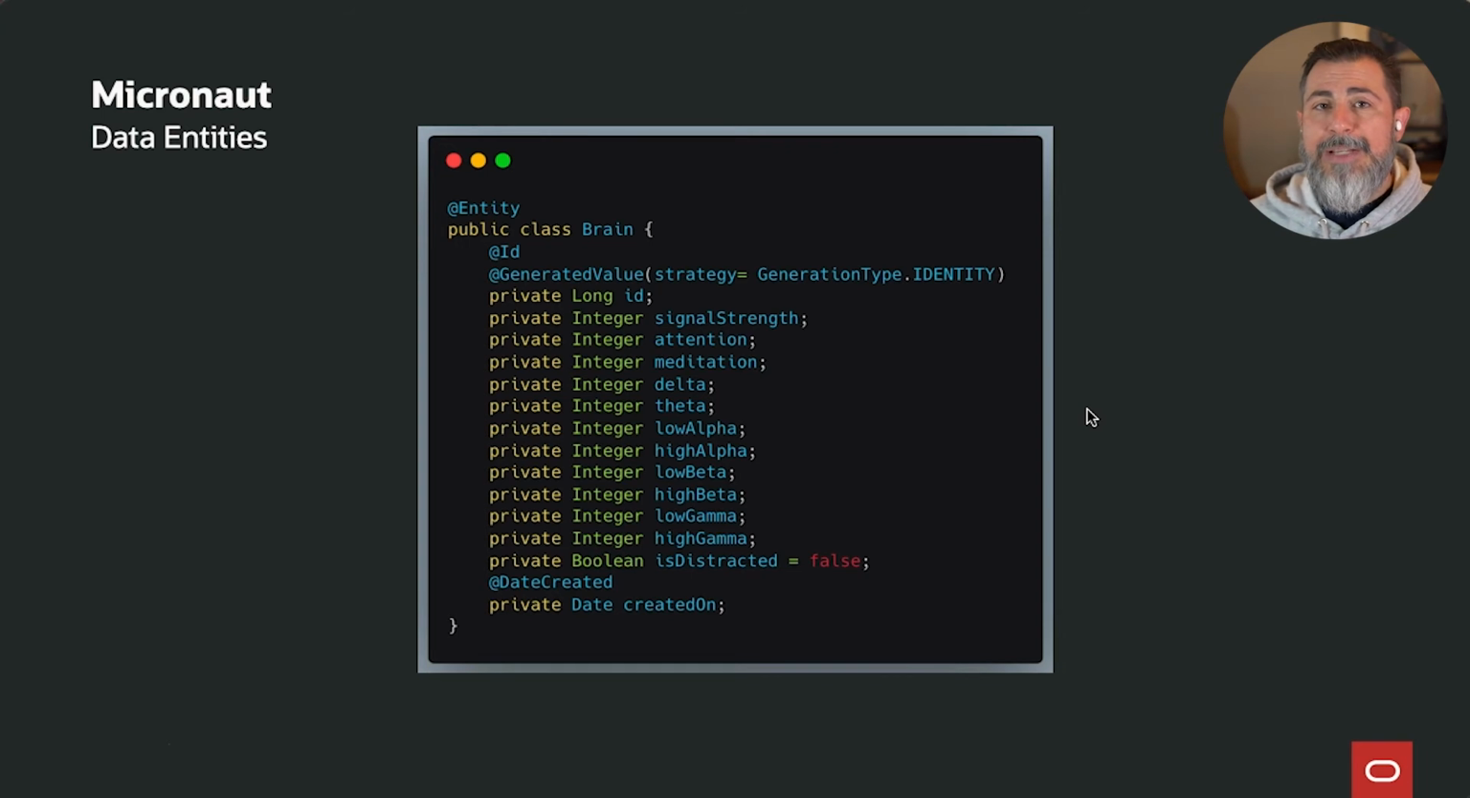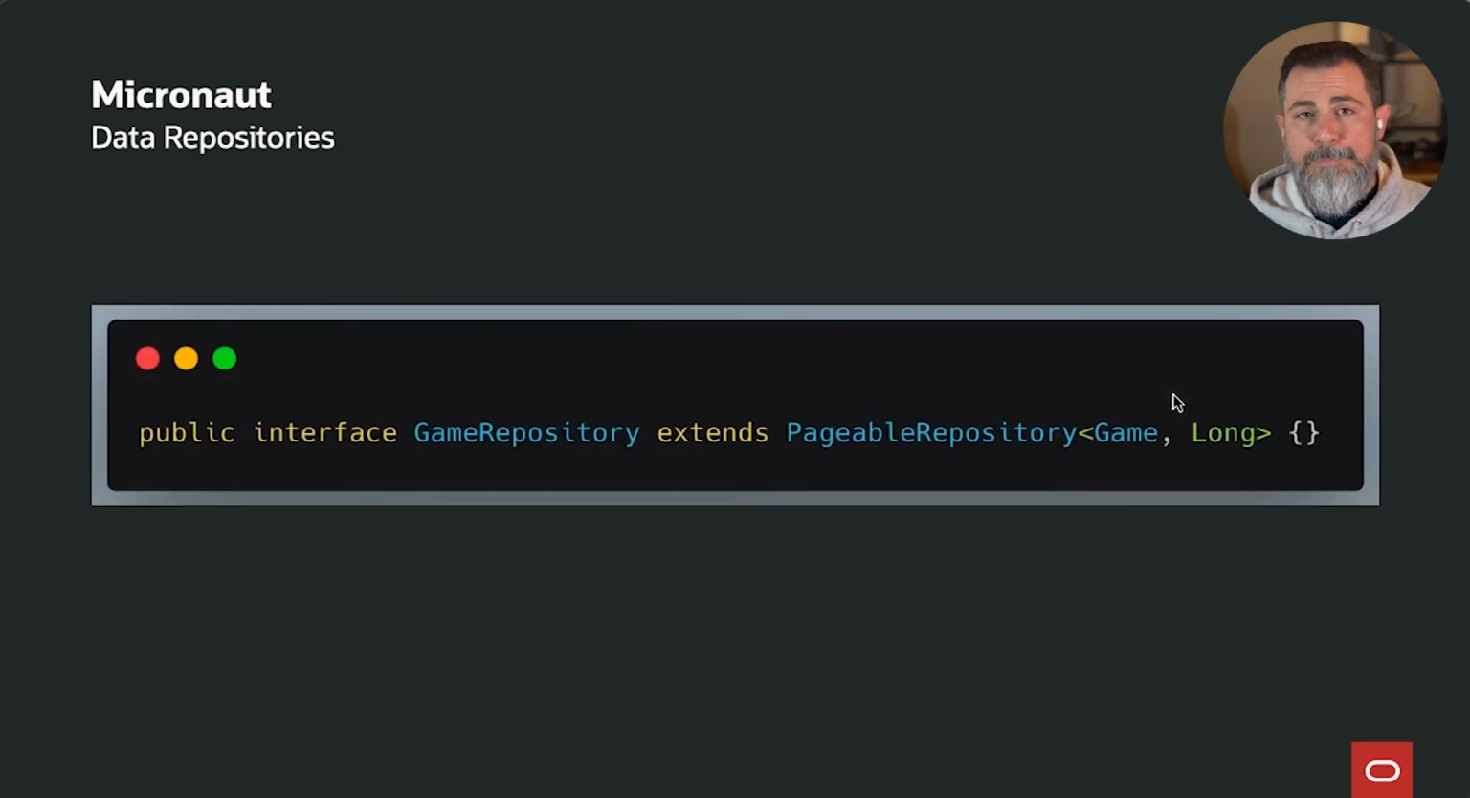Next, I created Java entities that map to the database tables. Each property in the entity maps to a column in the table. Micronaut uses the naming convention of the class as well as the properties to map the object to the table.